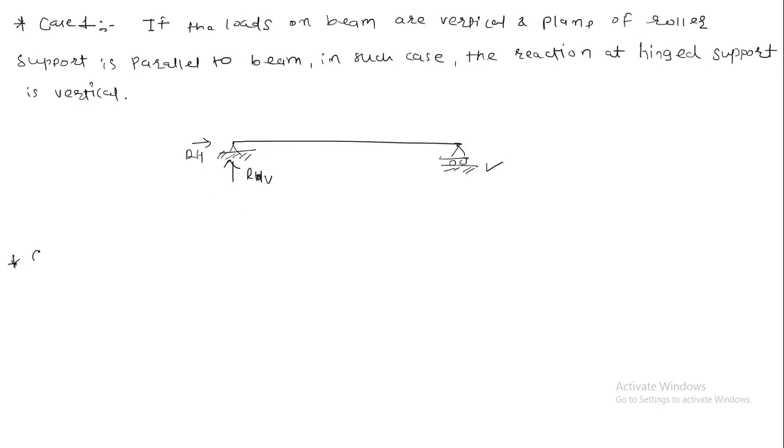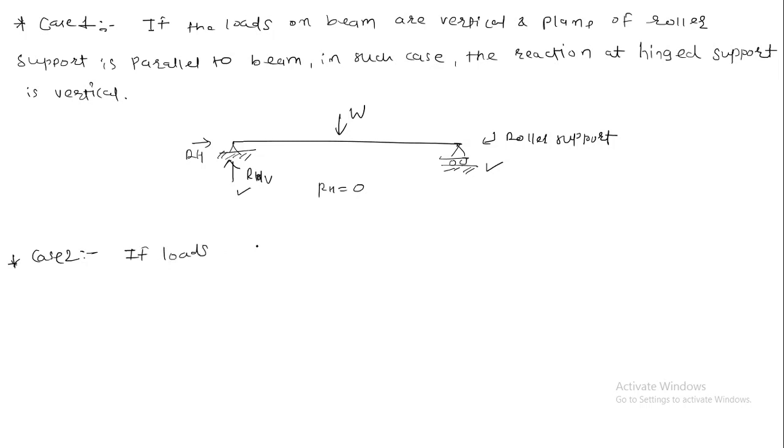Second case is case 2. This is my roller support and this is suppose load. So in such a case RH will be 0 because there is no any horizontal force. There is nothing other than RH. So only vertical reaction is possible at this site, hinge support. What is case 2? Let us see the case 2.